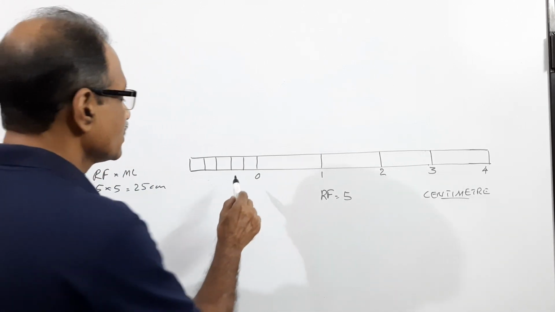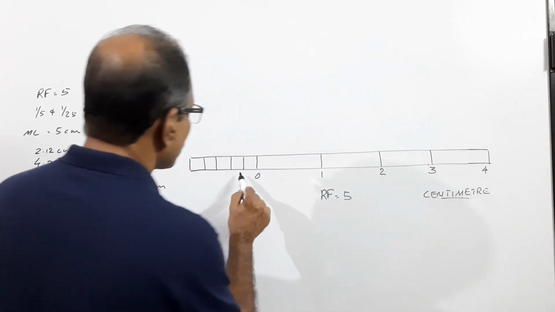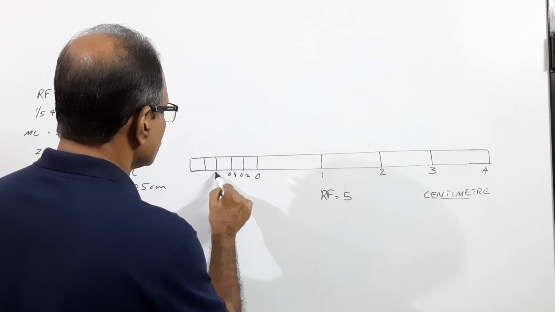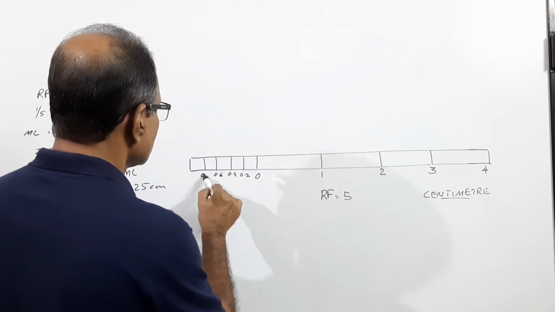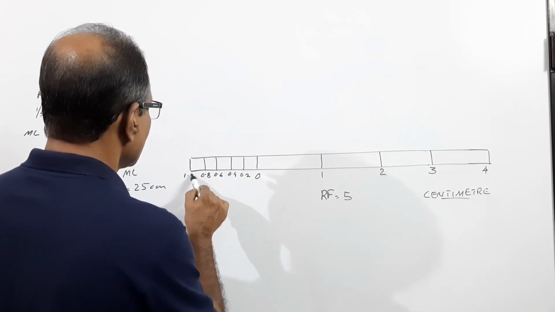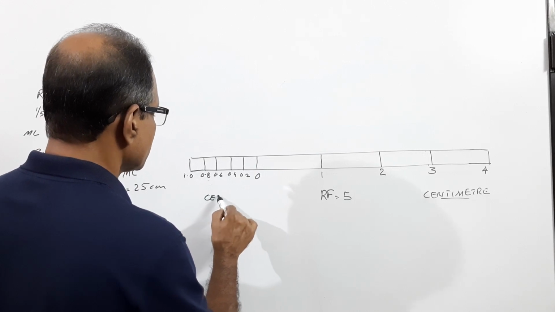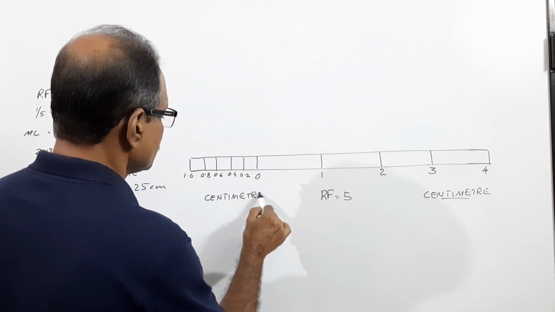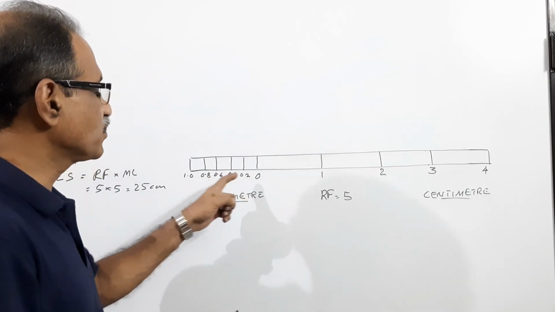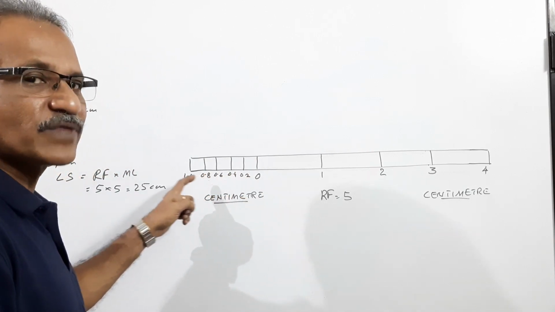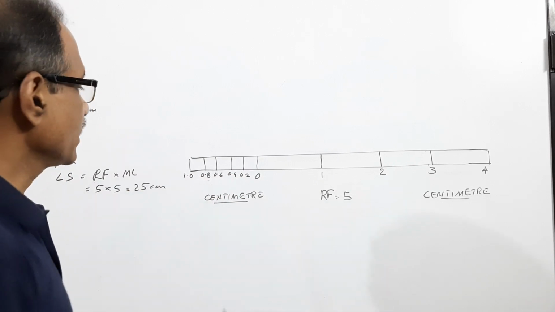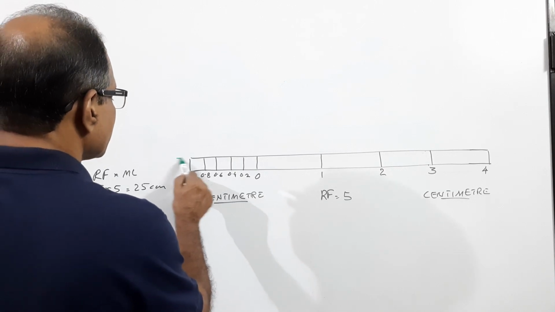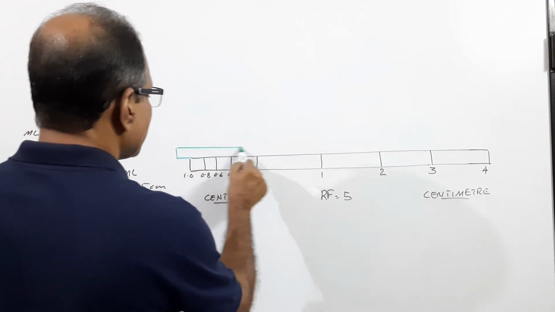I write 0.2, 0.4, 0.6, 0.8 and 1. What is the unit? Centimeters. If you want, you can write 1 by 5th, 2 by 5th, 3 by 5th, 4 by 5th and full, 1. Okay. Now, I take 6 divisions here and construct a vernier.